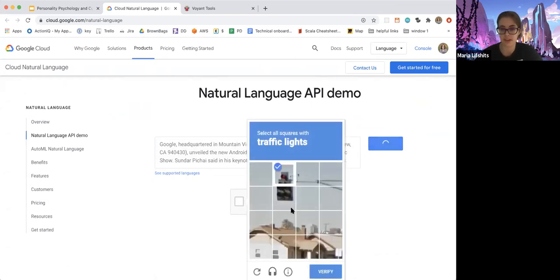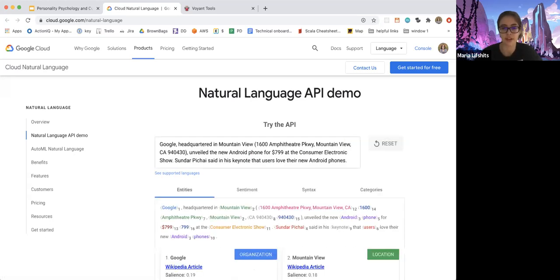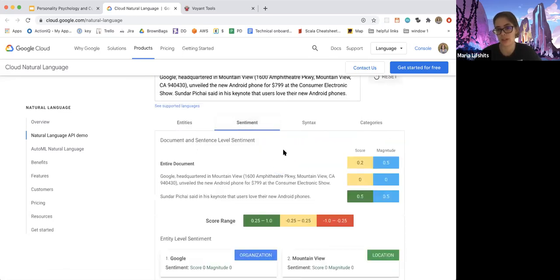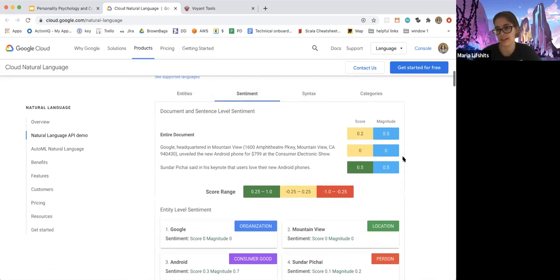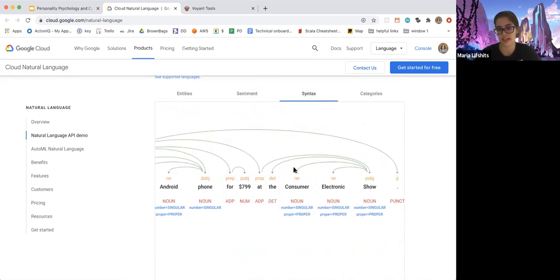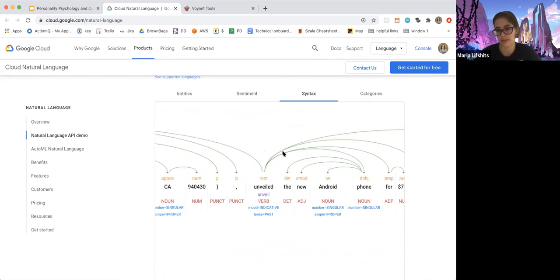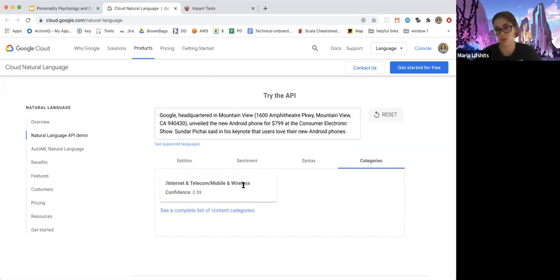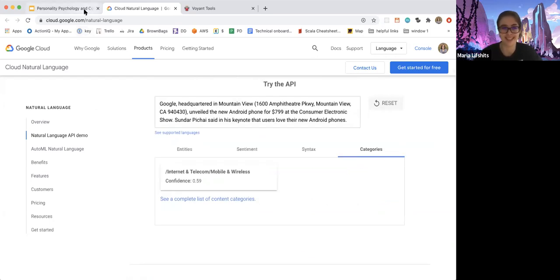And yes, I'm not a robot. I assume these are the traffic lights. Perfect. So it will show you the entities and what type of entity it is. So Google is an organization, Android is a consumer good. It will try to analyze and get sentiment, neutral, positive, and then how neutral and how positive it is. It will provide you with the syntax of the sentences and the dependencies between the words. And lastly, it will tell you what the categories are of the document that you provided. So just to see if this kind of analysis will be right for you, you can try Google Cloud Platform and then do a deep dive in computer science.